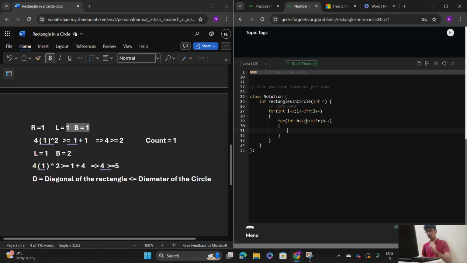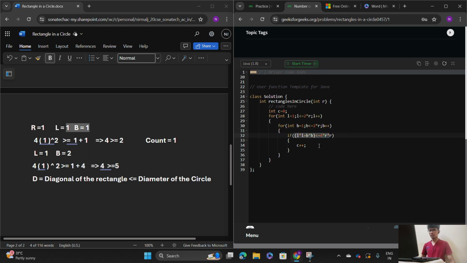Okay, now what I'm going to do here is, if L square plus B square, B into B, when L square plus B square is less than or equal to 4R square, R into R, when this condition is true, in that case I'm going to increment the count value by 1. So for that I'm going to initialize the value of C equal to 0. If this condition is true, then the value of C will get incremented.